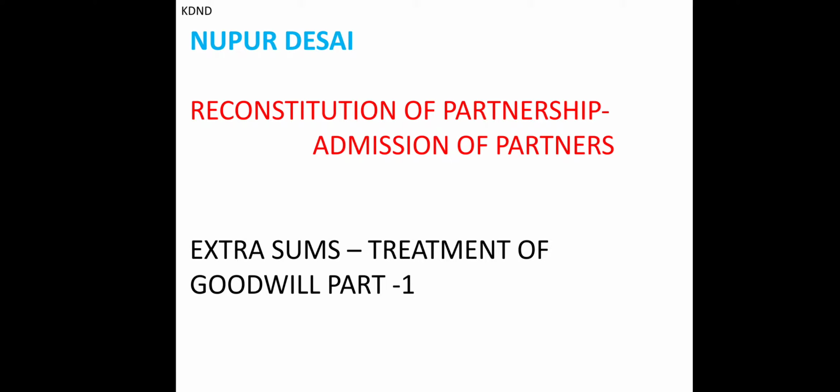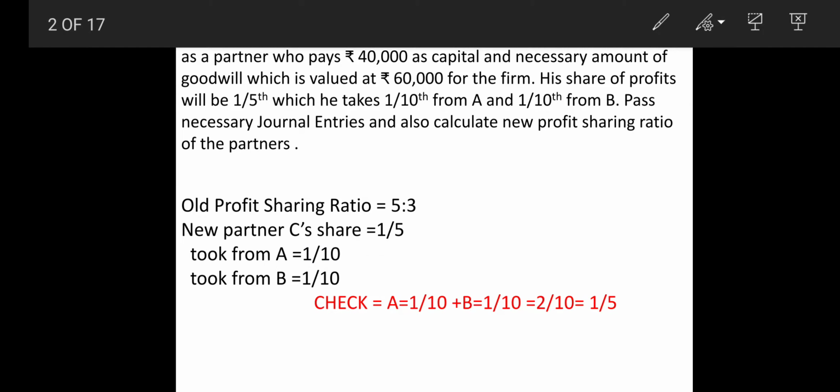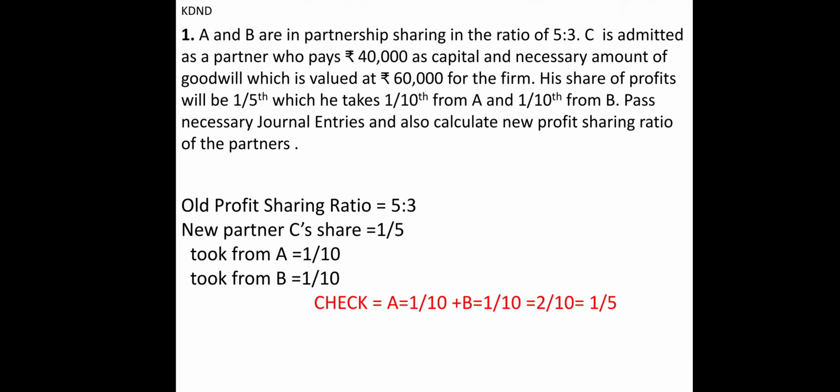In the previous video, we have learned about how the goodwill is brought by the partners and retained in the business. In the second one, we have learned about how the goodwill is brought by the partners and withdrawn by the partners. In the third one, we have learned about how the goodwill is brought by kind. And then we have learned about when the goodwill is brought, but a part of goodwill is only brought by the new partner. Now we are going to understand when the goodwill is totally not brought by the new partner.